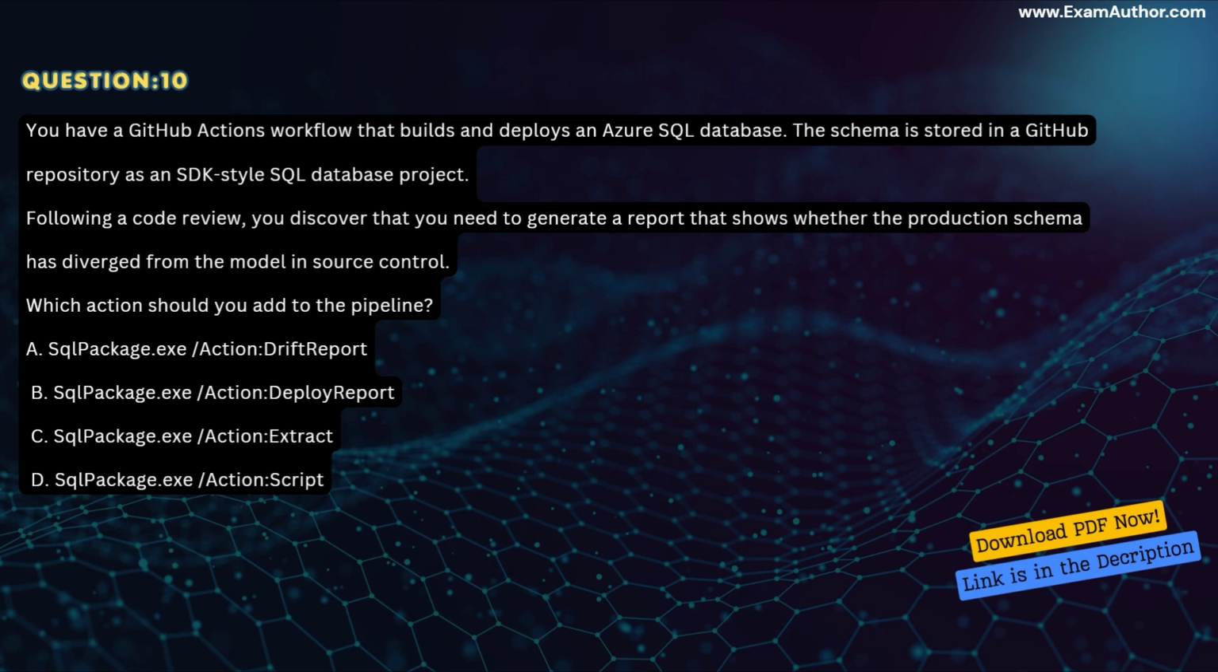Question 10. You have a GitHub Actions workflow that builds and deploys an Azure SQL database. The schema is stored in a GitHub repository as an SDK-style SQL database project. Following a code review, you discover that you need to generate a report that shows whether the production schema has diverged from the model and source control. Which action should you add to the pipeline?